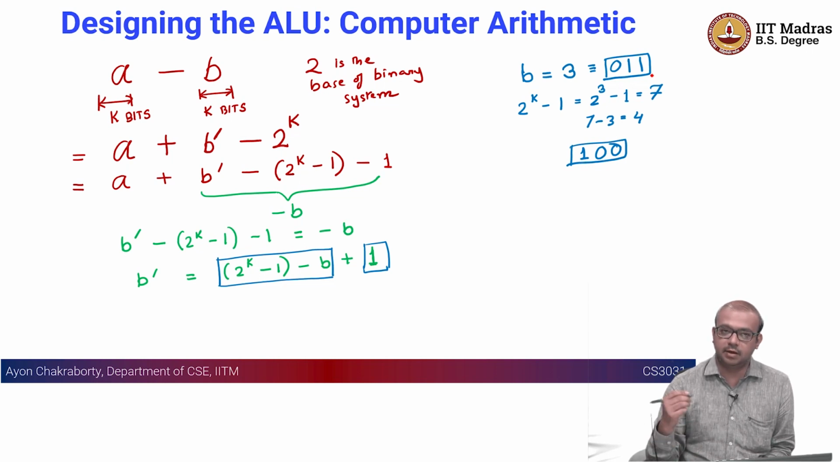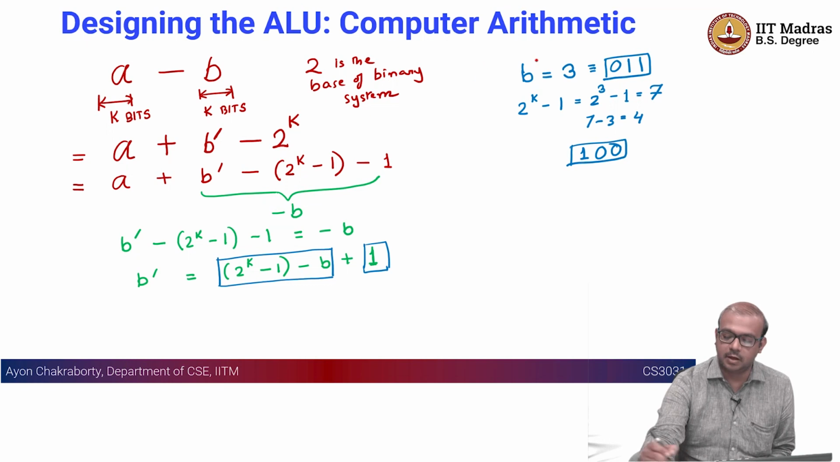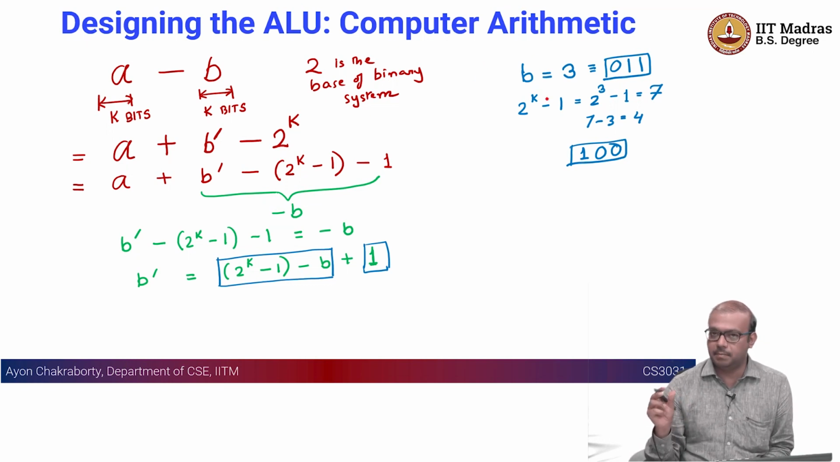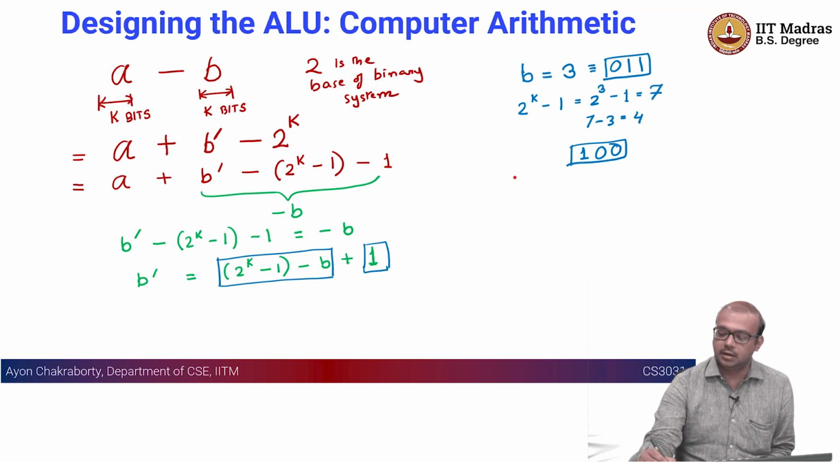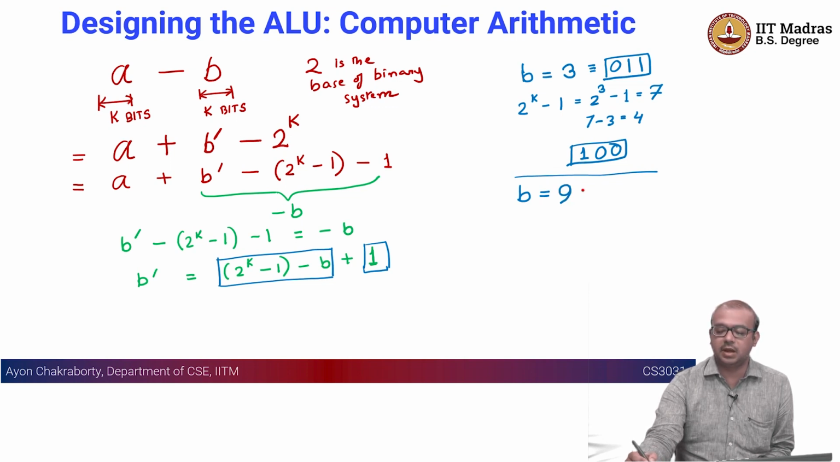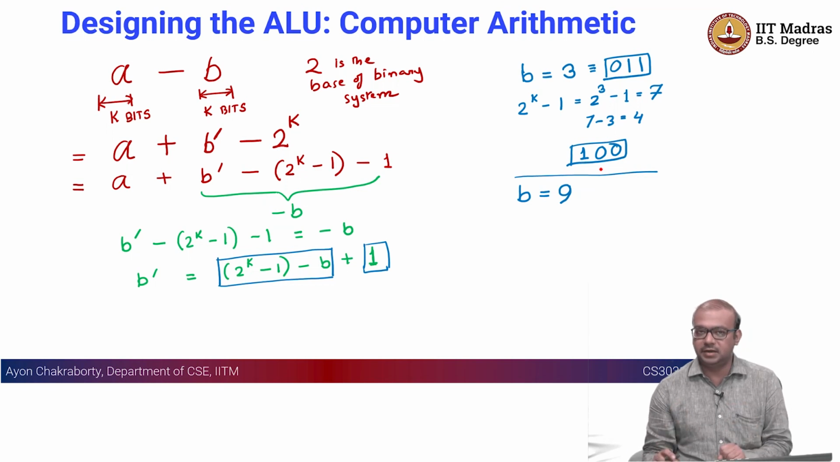Let us try to use a 4-bit system. So the previous one was 3 bits. Don't confuse the value of B with the number of bits in the system. The number of bits in the system is 3. The value of B also chosen is 3 here. Okay. So now let us look at another example. Here B is equal to, let's say, 9. And we are using a 4-bit system.